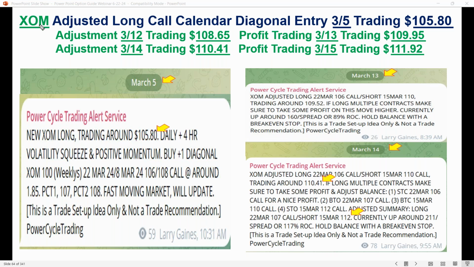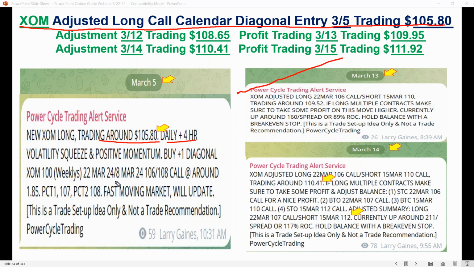So this was originally set up with Exxon, a good long call calendar diagonal to start with on the 5th. It's trading at 105.80. Now the chart looked great. It looked like it was potentially going to have a move up. So we wanted to really work the trade to the upside, thinking this could be a longer term trade. But when we started out, we did this as a calendar diagonal. It was trading at 105.80, and everything we looked for was looking good: our charts, positive momentum, good chart pattern.